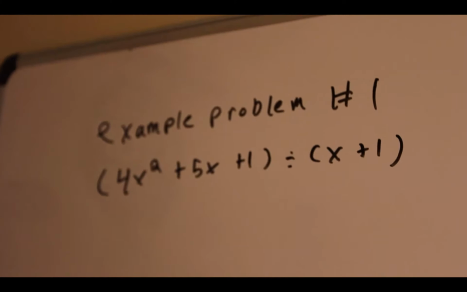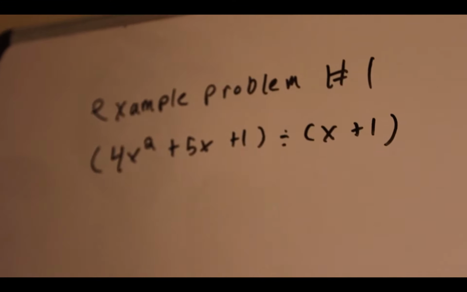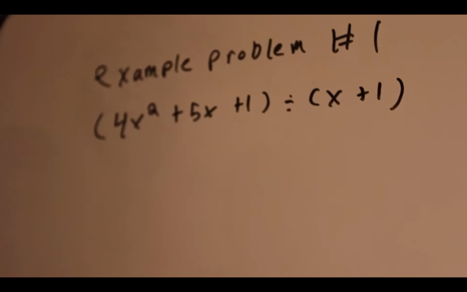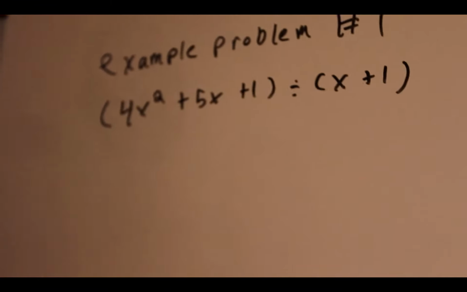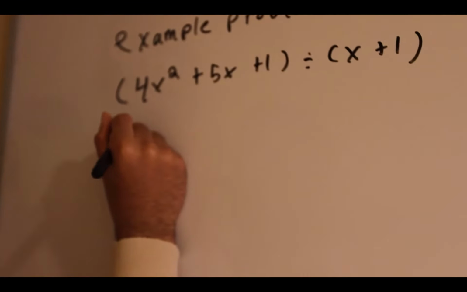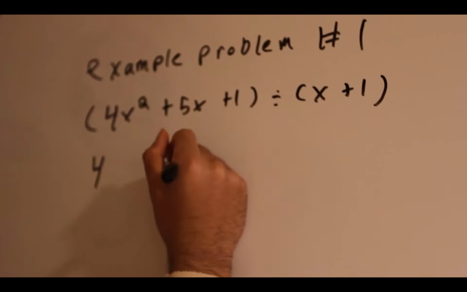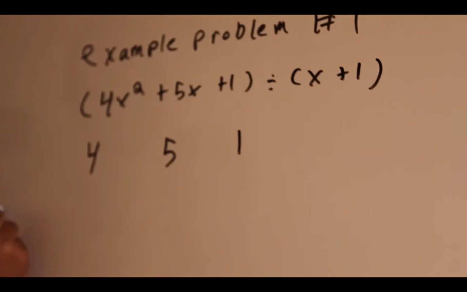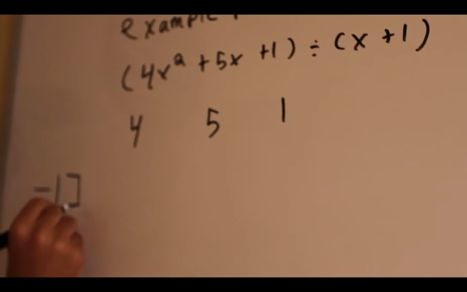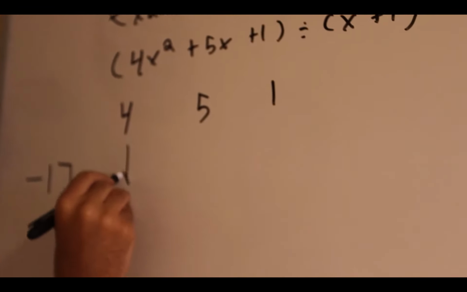So here I'm going to work out an example problem. So we have 4x squared plus 5x plus 1 divided by x plus 1. First thing, let's go ahead and write our coefficients. So 4, 5, and 1. Then we make this -1, because don't forget we change the sign. Drop it like it's hot.